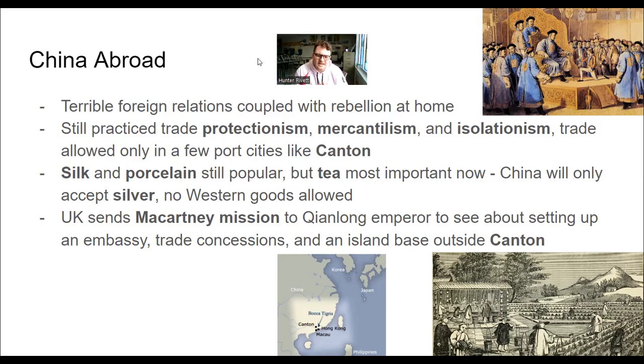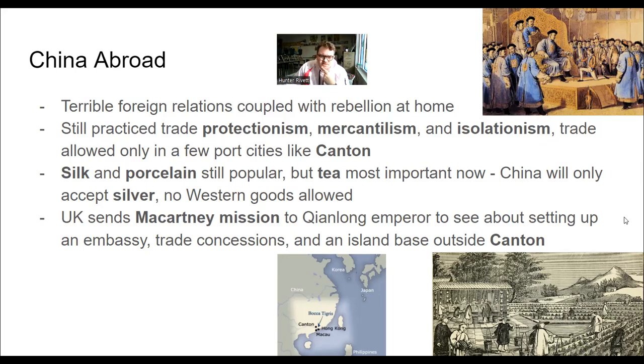And so Great Britain in 1793 will send an ambassador there, George Macartney. And we call this the Macartney Mission or the Macartney Embassy. And he goes directly to the Qianlong Emperor. There's a depiction of one of his messengers here to see about setting up an embassy, so getting some trade deals done. And the British would really like an island base outside Canton. Here's Canton, some islands out here in the delta of the river. You see here the Chinese harvesting tea.